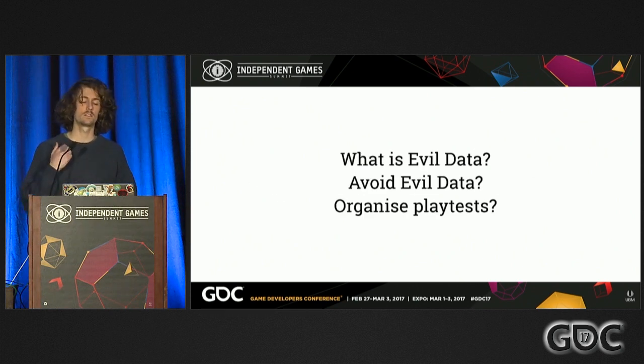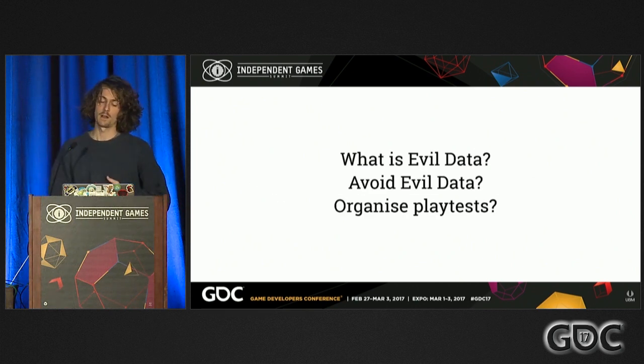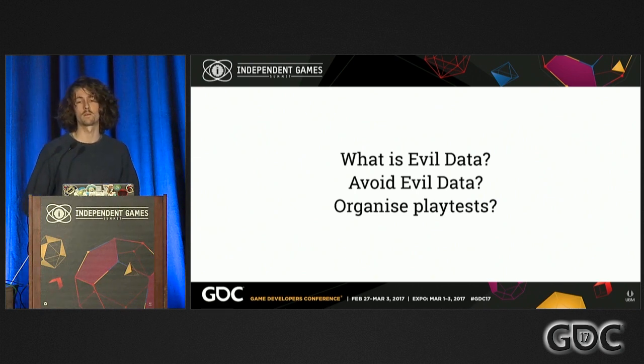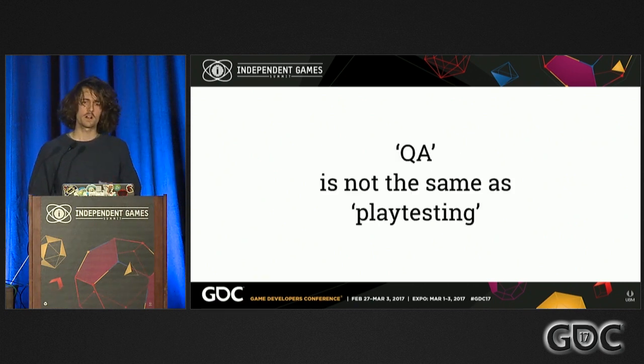So on the schedule, I'll be talking about what evil data is, where it comes from, and how to avoid it, and how to organize more valuable playtests. The talk will get more practical towards the end, so bear with me. Before I start, I think I need to remind you that QA is not the same thing as playtesting. Simply put, I think QA focuses on getting things to work at all, while playtesting is much more about the quality of the things that work. Thought I should mention it.